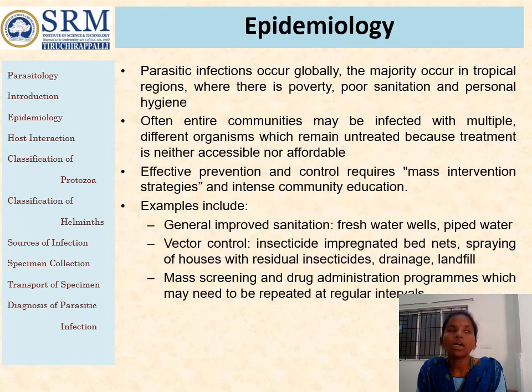Next, how it spreads over our world. So we know about epidemiology. Parasitic infections occur globally, but the majority occur in tropical regions, in poverty regions, with poor sanitation and poor personal hygiene conditions. That is the major factor causing parasitic infections. Effective preventive and control measures are generally improved sanitation, vector control in the form of insecticide, and mass cleaning and drug administration programs conducted at regular intervals.